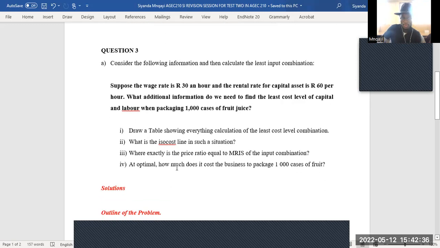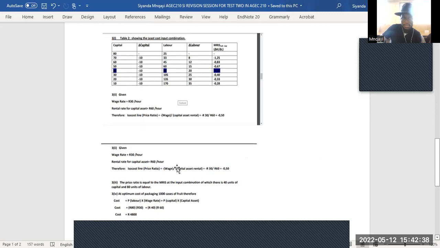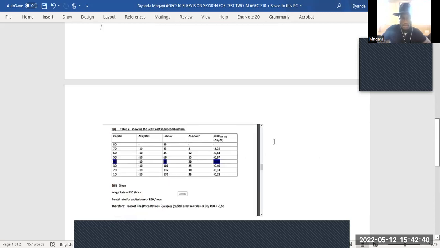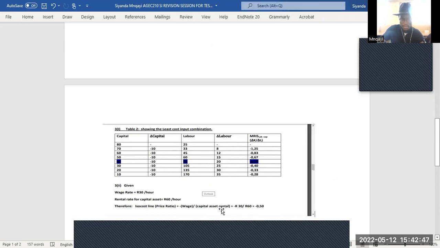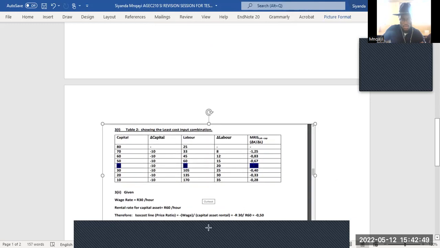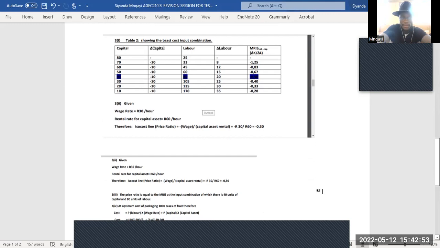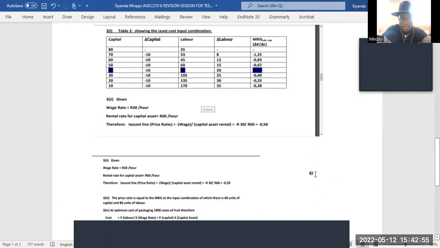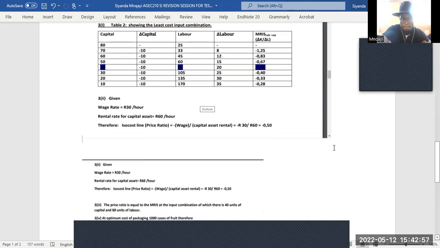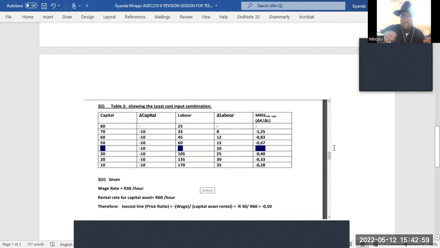Luckily, let's see the table that we managed to draw out. And this is the table, guys, the very same table that I showed to you. It should be clear to everyone. This table is showing the least cost input combination.